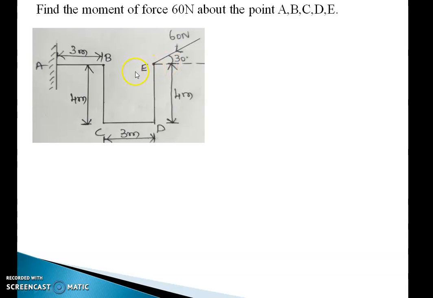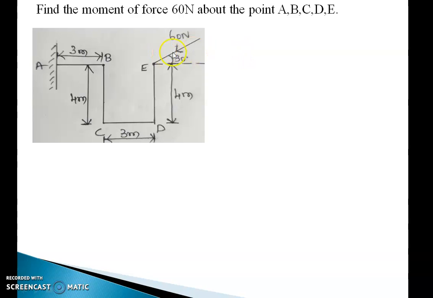What I mean to say here is A, B, E are in the same level, because we have a drop of 4 meter here, and again we move a distance of 3 meter, and again we have an up of 4 meter. So 4 meter drop, 4 meter up. So overall A, B, E are in the same level. So I need to find the moment of the 60 Newton force about A, B, C, D, E, which means in the first case A is my moment center, second B is moment center, third C is moment center, fourth one D is moment center, finally E is my moment center.